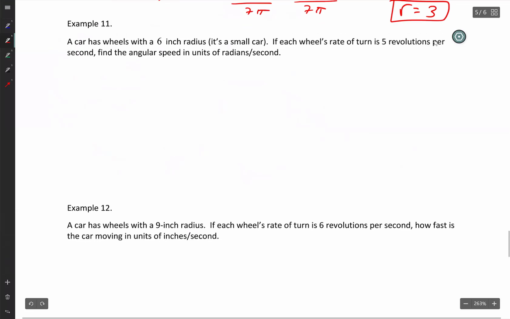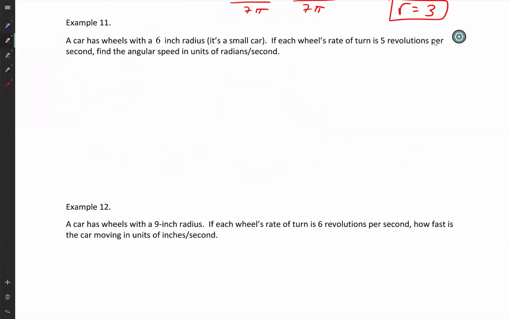Okay, these two questions, they look hard. They're not. Let's read them. A car has wheels with a 6-inch radius. Yeah, it has to be a really small car. The radius is 6 inches. This is like a golf cart. So it's probably not a car. Well, actually, they do have small cars in like the Philippines and stuff like that. But anyways, let's just keep reading.